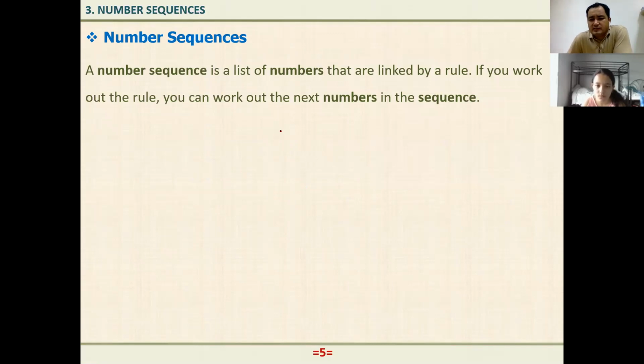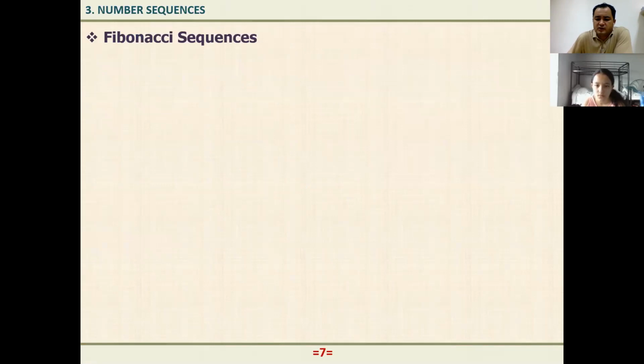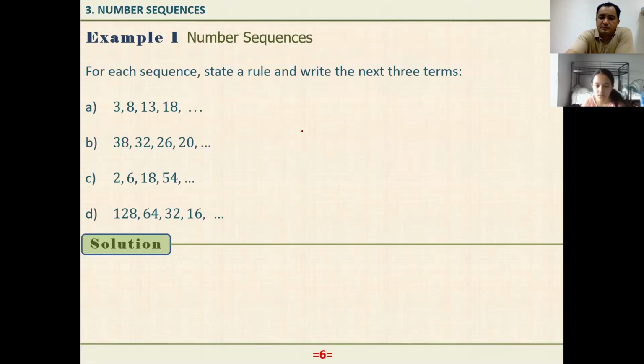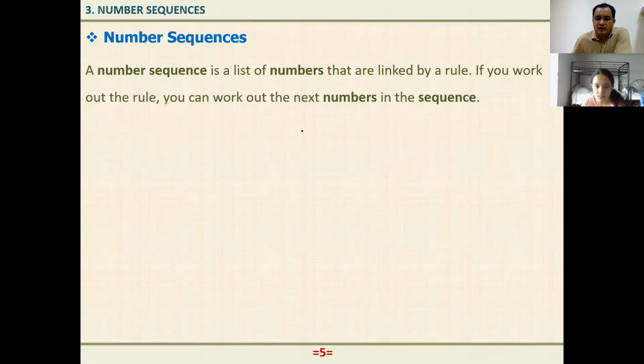Simply, a number sequence is a list of numbers, a collection of numbers that are linked by a rule. So if you work out the rule, you can work out the next numbers in the sequence. It means that if you can see the rule or the pattern, how actually they are producing other terms, then we can write any term of the sequence. Let me start with very easy number sequences.